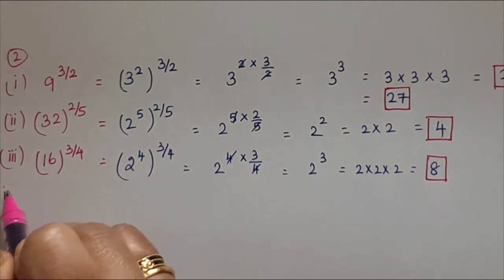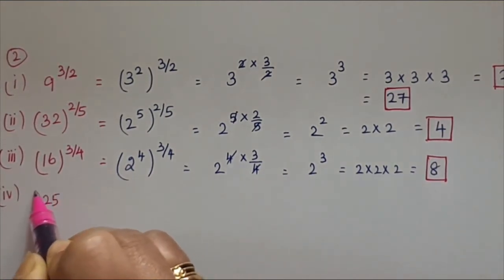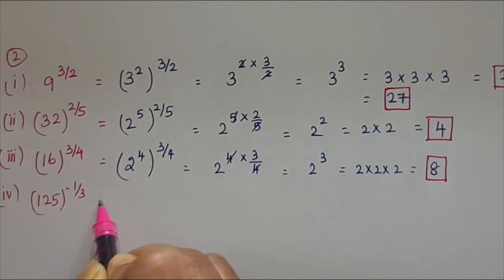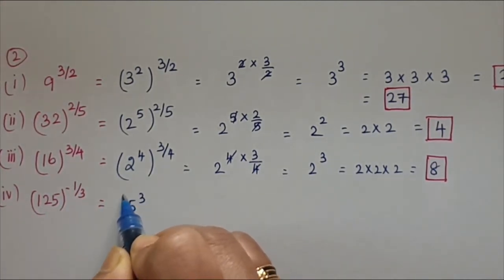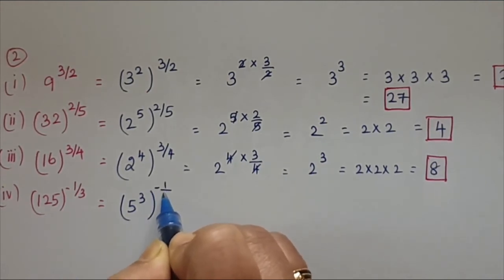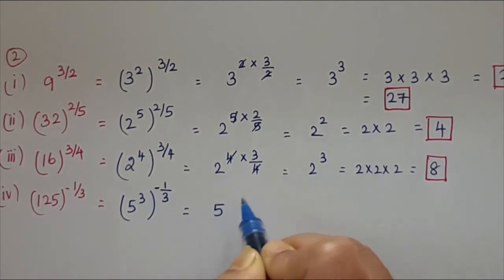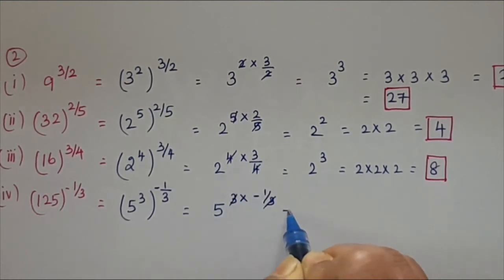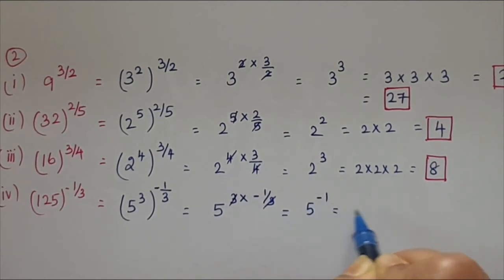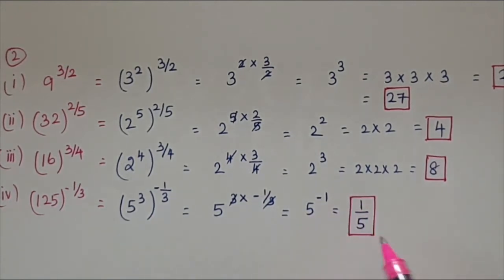Next, fourth one. 125 the whole power minus 1 by 3. So 125 can be written as 5 cube the whole power minus 1 by 3. So 5 into 3 into minus 1 by 3. 3 get cancelled. We get 5 power minus 1, which is equal to 1 by 5. Negative exponent. This is the answer. Very simple question. We can easily solve it.